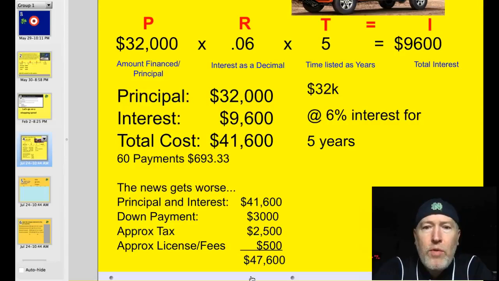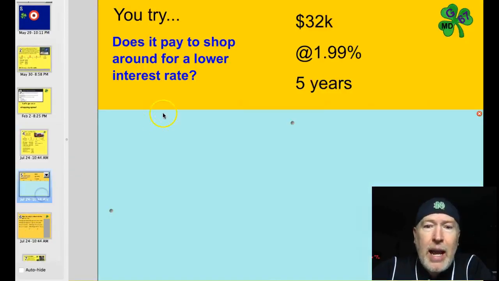Wow. So thank you, Mom and Dad, for driving you to hockey practice in that nice Suburban or whatever vehicle it is, because most of the time parents have to borrow money to buy vehicles, and it costs a lot of money. Does it pay to shop around? It absolutely does.